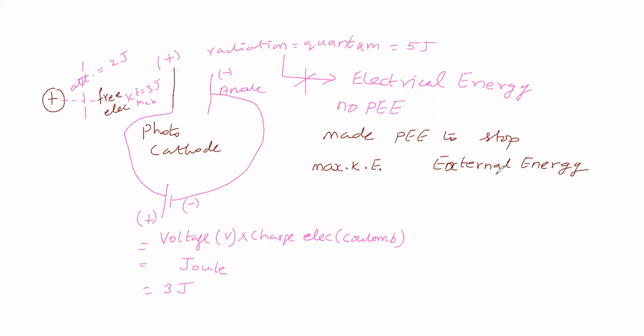So the external energy provided by the battery and the maximum kinetic energy of this free electron, what is the relation between these two? You are saying that they are equal. Okay, so they are equal. So maximum kinetic energy is equal to external energy. This external energy is equal to voltage into charge of electron.